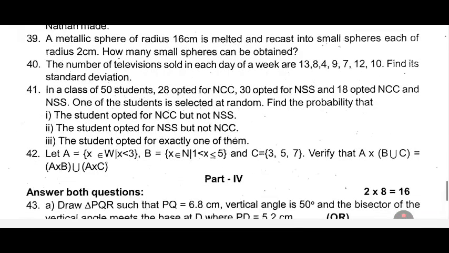41. In a class of 50 students, 28 opted for NCC, 30 opted for NSS, and 18 opted for both NCC and NSS. One of the students is selected at random. Find the probability that the student opted for NCC but not NSS, the student opted for NSS but not NCC, and the student opted for exactly one of them.